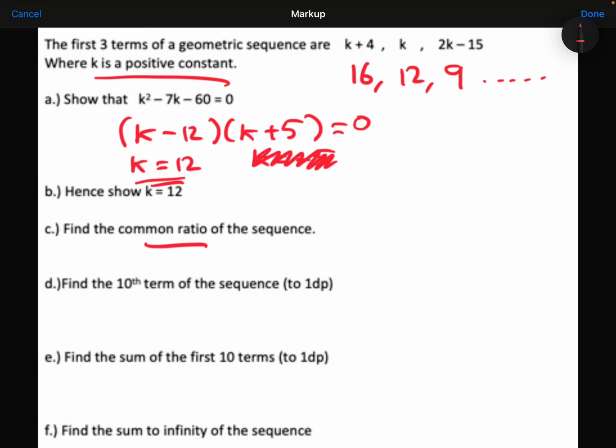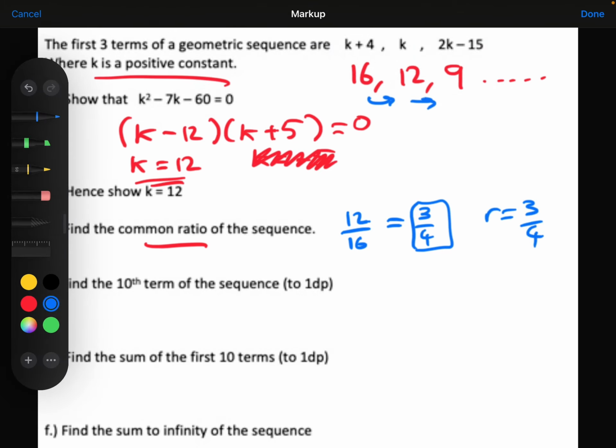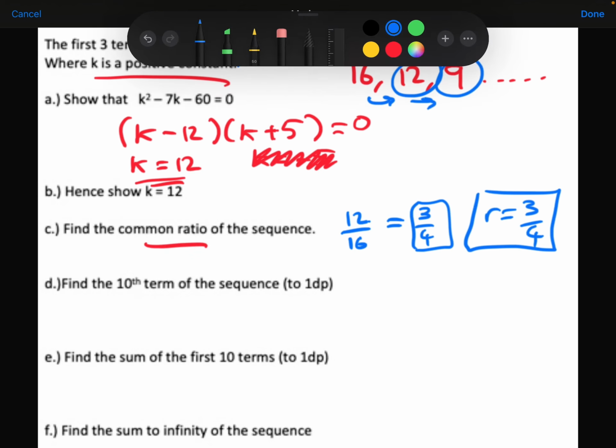Find the common ratio of the sequence. So what actually was I multiplying by each time here? Well, if I just do 12 divided by 16, which is 3/4. The common ratio here is 3/4. I did 12 divided by 16, I did this divided by this. Could have done 9 divided by 12, as we discussed before. It doesn't matter. The ratio is always going to be the same, no matter which terms you pick. Right, so that's part C done.